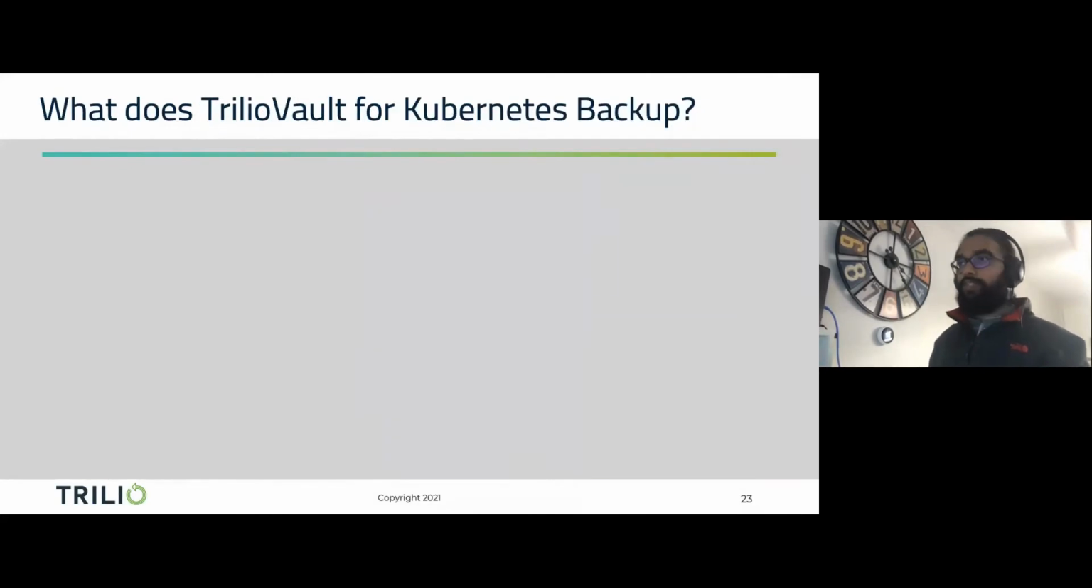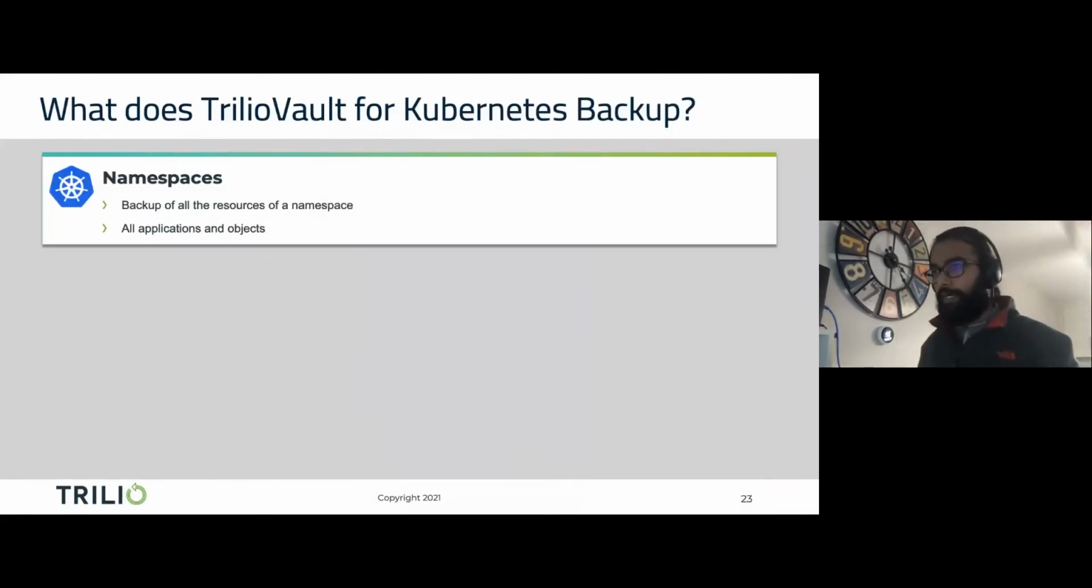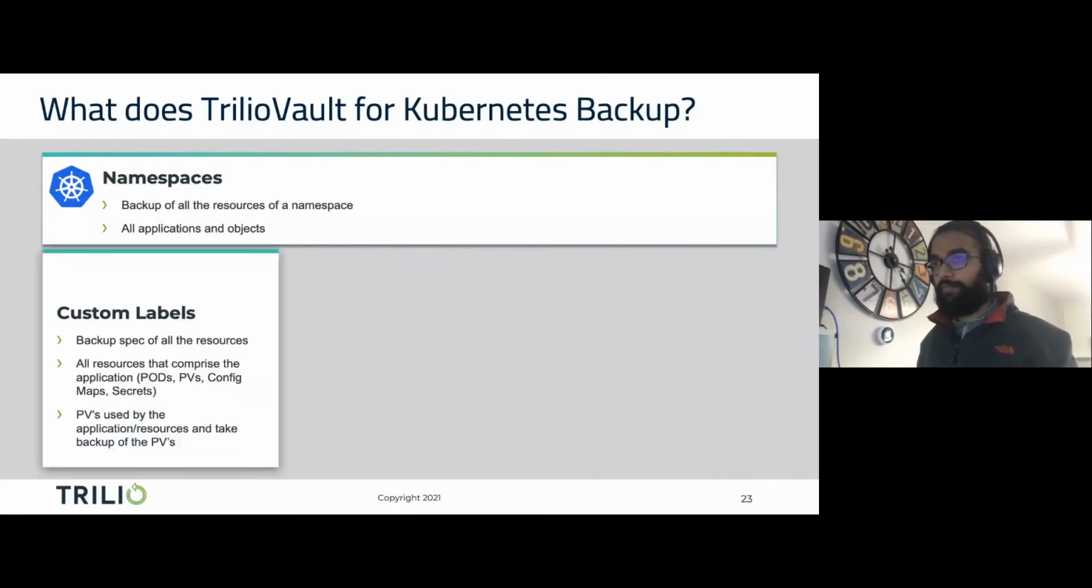Now, what does TrilioVault for Kubernetes exactly back up? We spoke about different capabilities. When we do a backup of the namespace, we back up all the objects and data, persistent volumes that we find within the namespace. Anything and everything, we capture all of that.